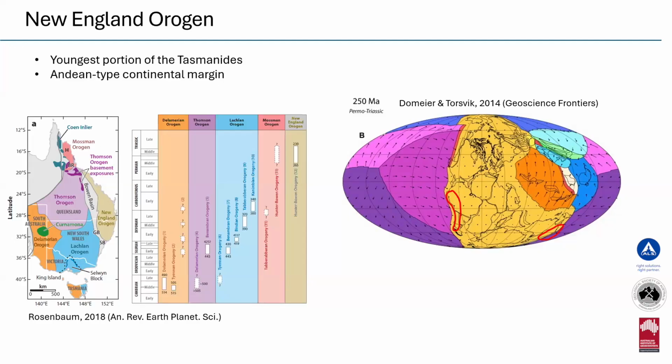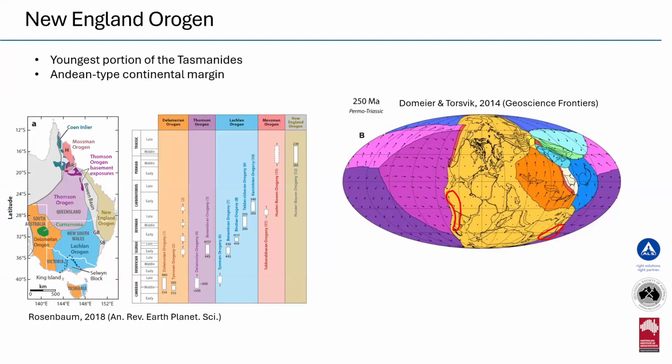It experienced subduction processes for a very long period, maybe 160 million years or so, situated on the margin of Eastern Australia, of Eastern Gondwana. Perhaps not unlike the Andean margin, it's been described as an Andean type continental margin orogen.